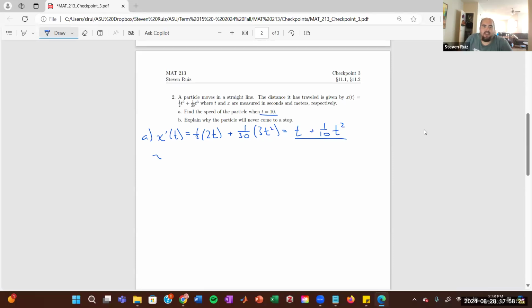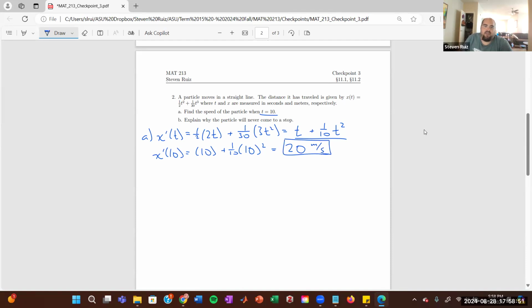So this is my derivative, but I was asked to find the derivative at a specific value of time. So now, what is x prime of 10? X prime of 10 will be equal to 10 plus 1/10 times 10 squared. So 10 plus 1/10 of 100, that'll be 10 plus 10, which is 20. We should give the units here. That should be in meters per second.